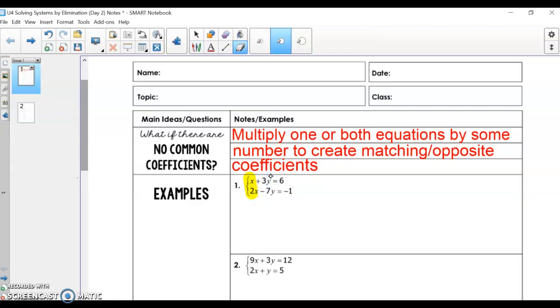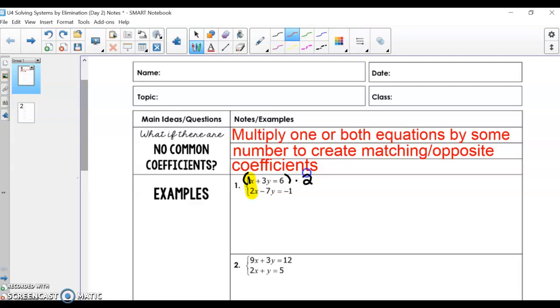In this case, x and 2x would probably be the easiest one, I should say. Technically this x up top has a 1 with it, so we have a 1 right there. So what can I multiply by 1 to get it to be 2? That's the thought process you want to think about. So I'm going to multiply this whole top equation by 2, because 2 times 1 is going to give me 2, which is what we want.